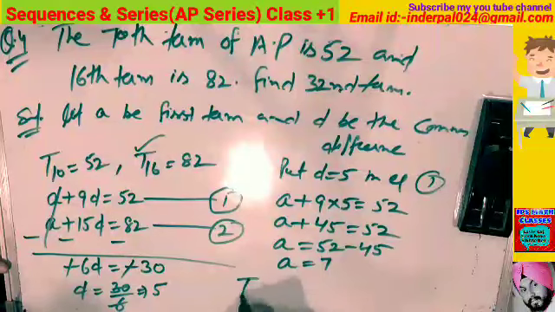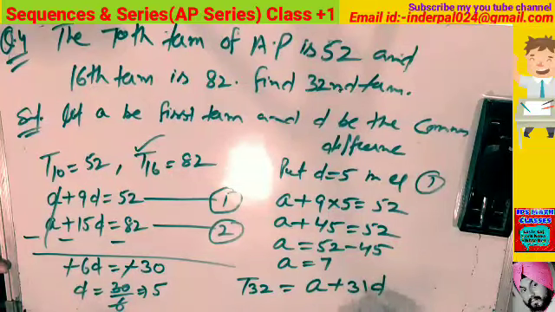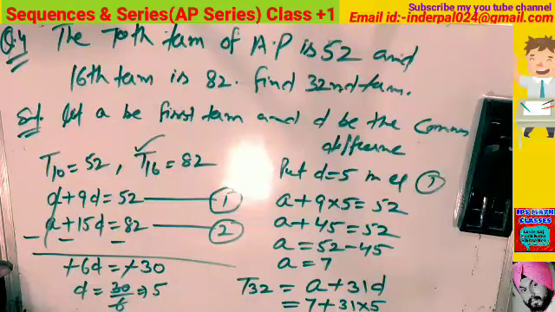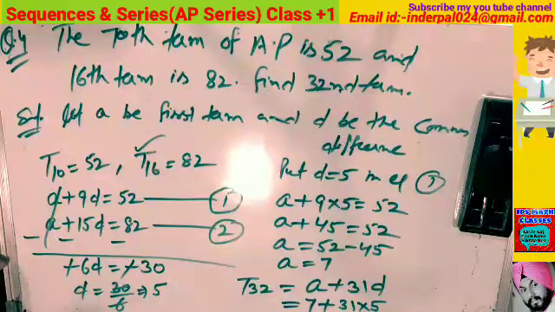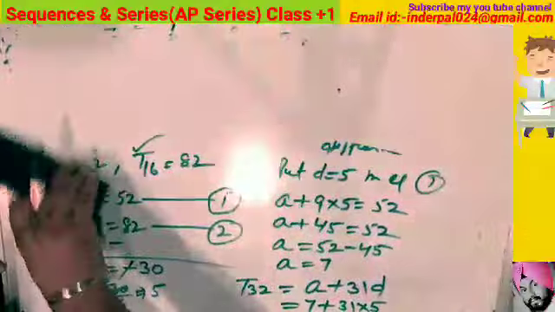We have to find the 32nd term. Formula of the 32nd term is A plus 31D. Value of A is 7. Value of D is 5. 7 plus 31 into 5, which is 155. 155 plus 7 is equal to 162. Here the 32nd term is 162.